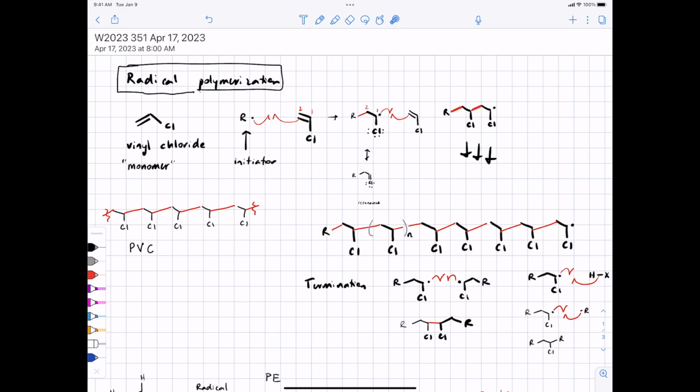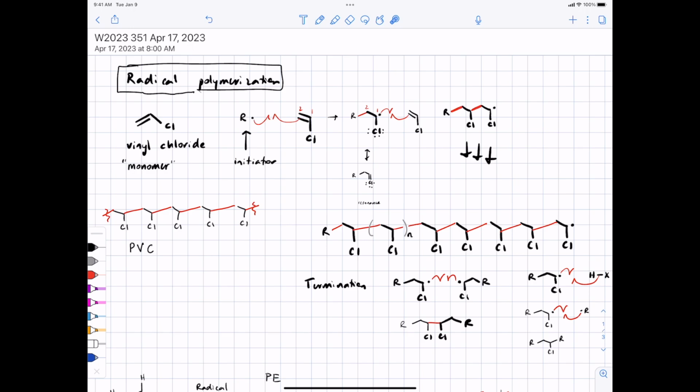You could also include what are called radical traps. These are molecules that react pretty rapidly with radicals, and that could intercept the growing radical chain and stop it, and that would tend to make you move towards shorter chains. Okay, what else? Yeah?